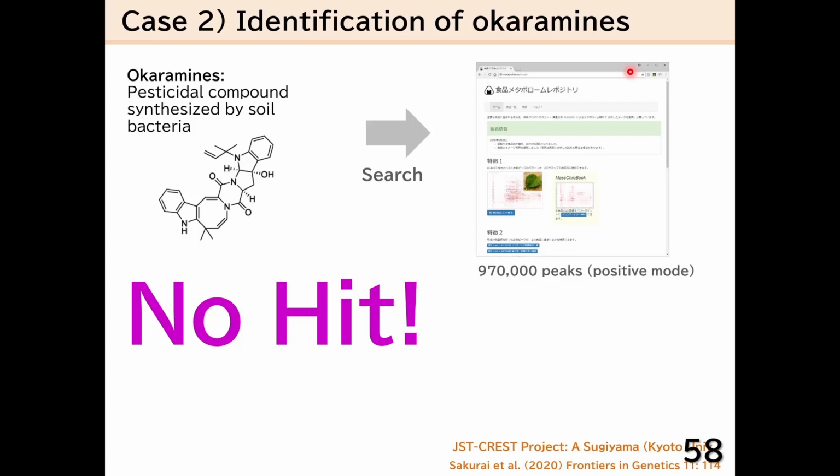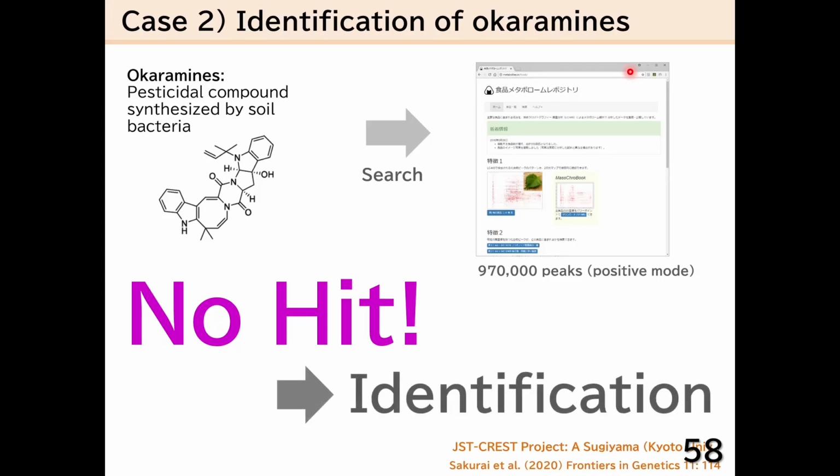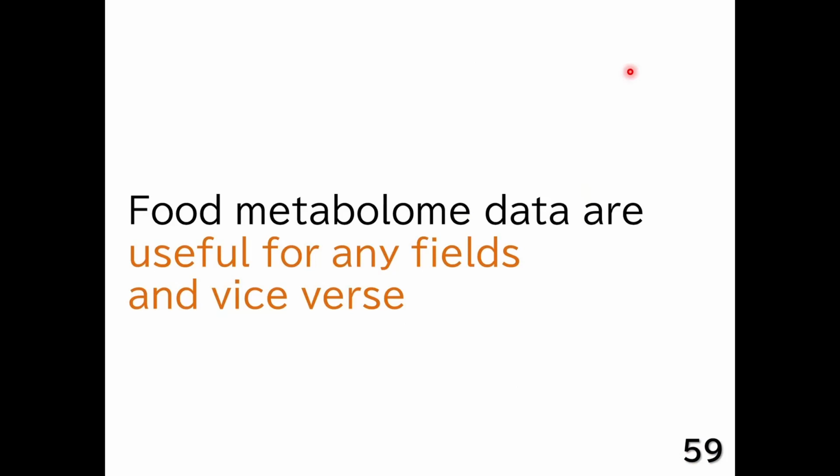This result was a very big driving force for pushing forward the identification, and we successfully identified the okaramines for the first time from nature. At present, we are studying the application of these okaramines as agricultural material. The okaramine case showed that the food metabolism data are useful for any field, and probably vice versa.